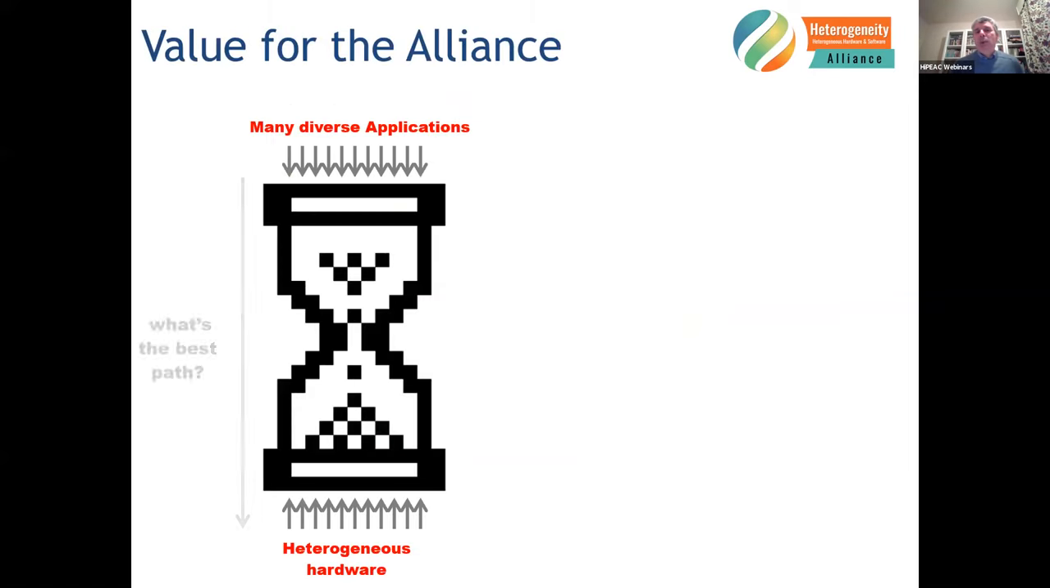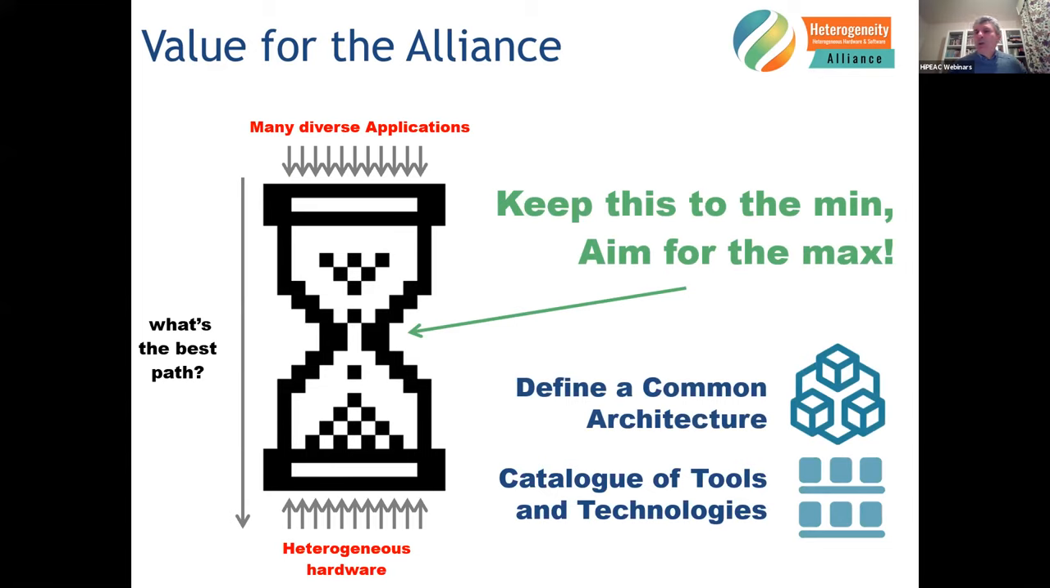Okay. So again, in the research that we do, we would like to benefit from the heterogeneity of the fabric, specifically the hardware, keeping in mind that we would like to make a large number of diverse applications happy, in the sense that the benefit is shared by a large number of applications that can be supported by very heterogeneous hardware. Therefore, we have defined a common architecture, and we have already collected a large number of tools and software in our repository, which is available on the Alliance website.